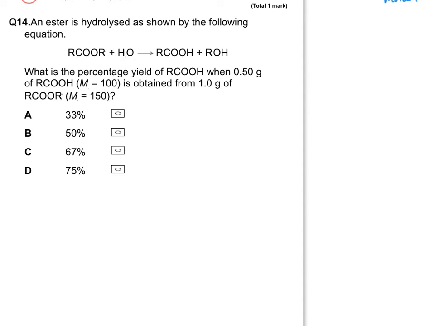Okay, we've got a substance called an ester, which is actually something you'll see next year, but what it is doesn't matter. We know it's hydrolysed, as shown by the following equation. We want to work out a percentage yield. So the first thing we've got to do is work out the maximum potential yield.